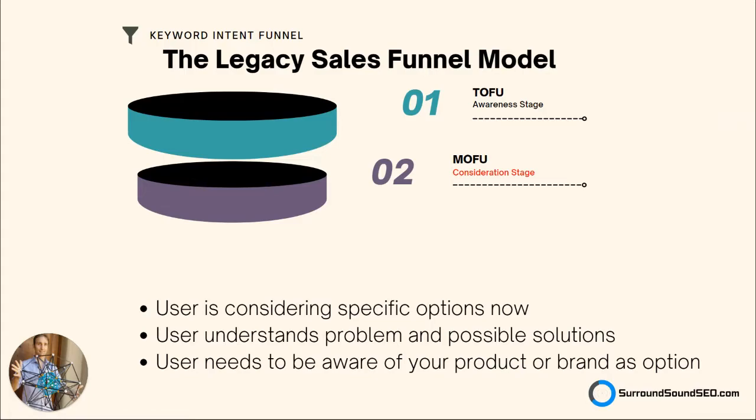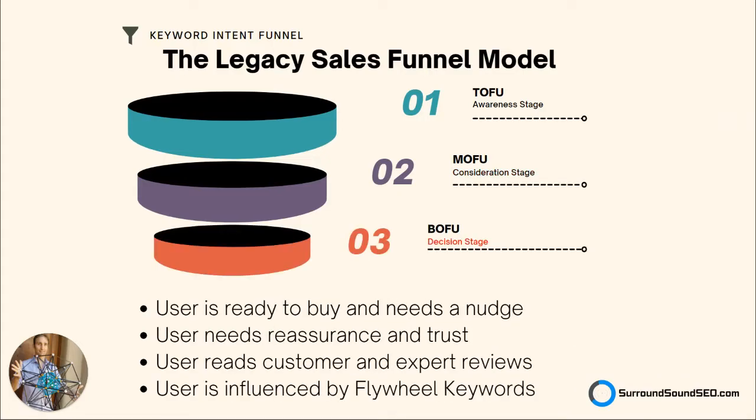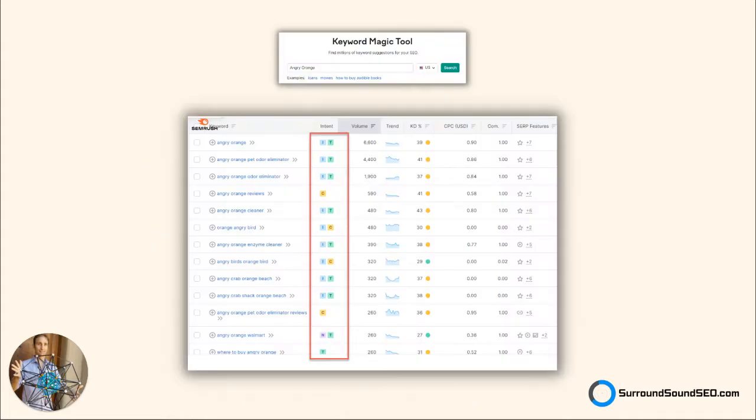MOFU, middle of the funnel, is the consideration stage. At this point, the user is considering specific options now, possibly even yours. The user understands the problem and the possible solution. The user needs to be aware of your product or brand as an option if you've done your job well up to this point. Then there's the bottom of the funnel, or the decision stage. At this stage, the user is ready to buy and needs a nudge. They need some more reassurance and oftentimes trust, and it's here where the user reads customer and expert reviews and is influenced by what we call flywheel keywords.